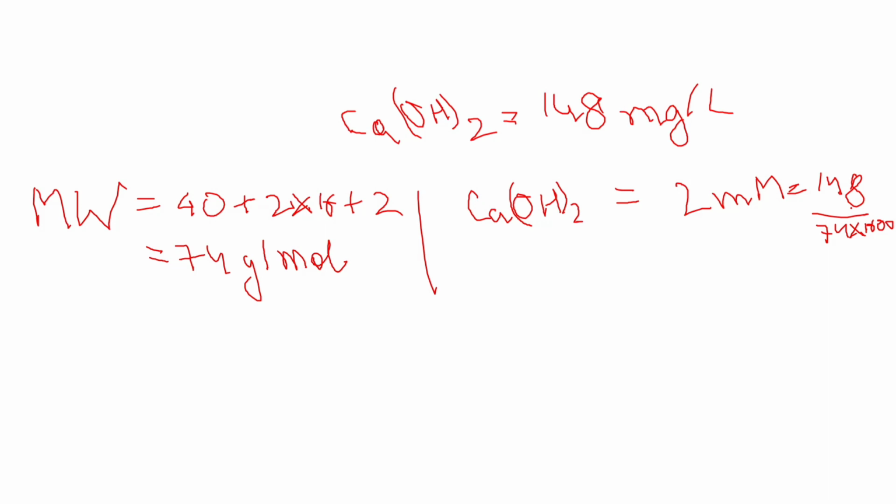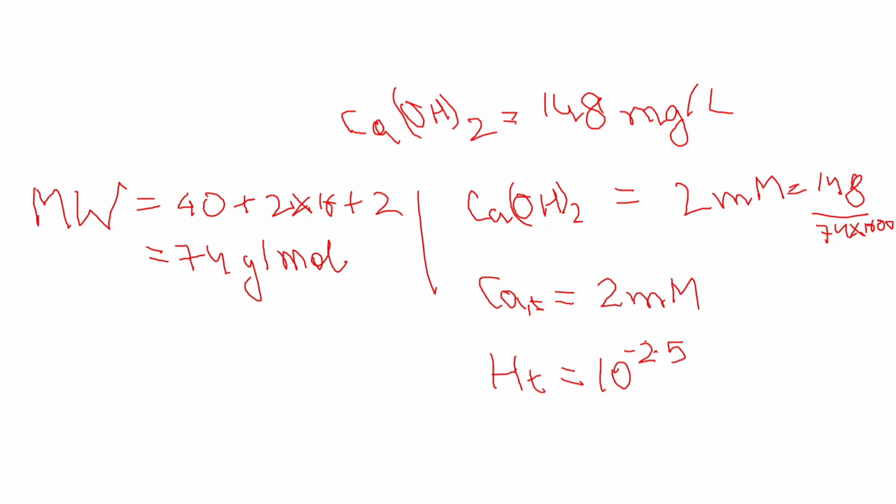From the equation we can see that 1 mole of calcium hydroxide will give 1 mole of calcium and 2 moles of hydroxide. So total Ca is equal to 2 millimolar. And we will see what the total H plus is. Initially in the system there was 10 raised to the power minus 2.5 M.